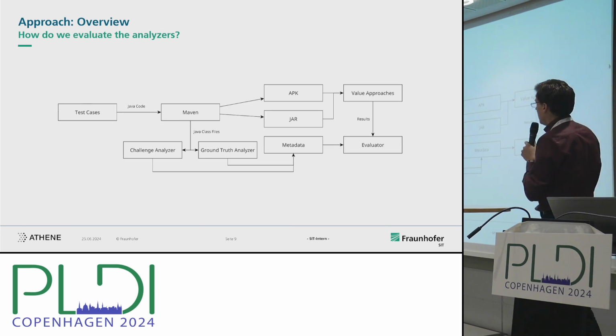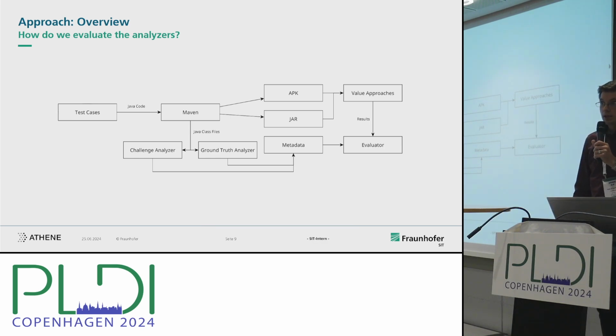Now that we have our annotated test case, we can run the different value analysis approaches. So if it's for Java, we put it into a jar and feed it to the value analysis approach. If it's an Android test case, we put it to an APK, run it through the value analysis approaches. The evaluator then just compares the results that every approach has produced with the metadata. And then you know, okay, JSA or Blue Seal or Stringhound or whatever, they are good on this and bad on this.